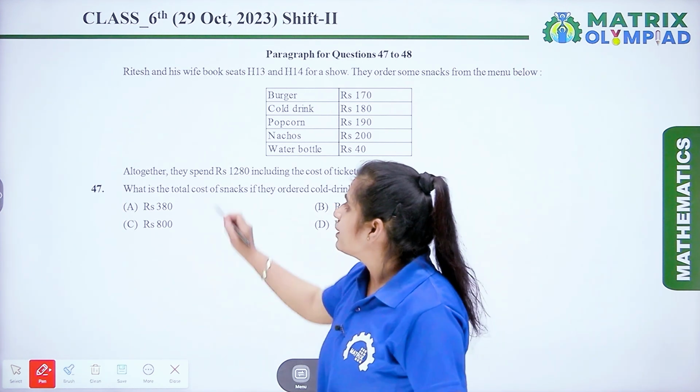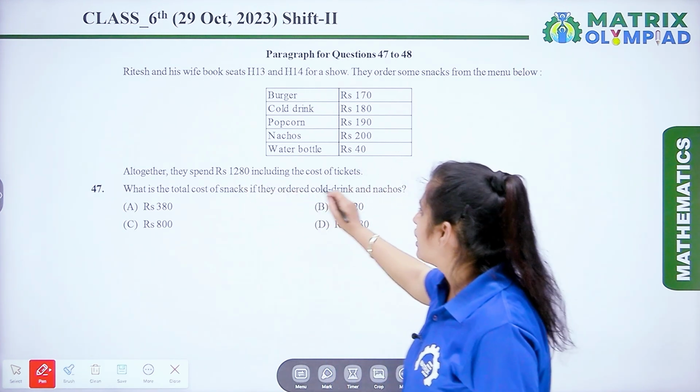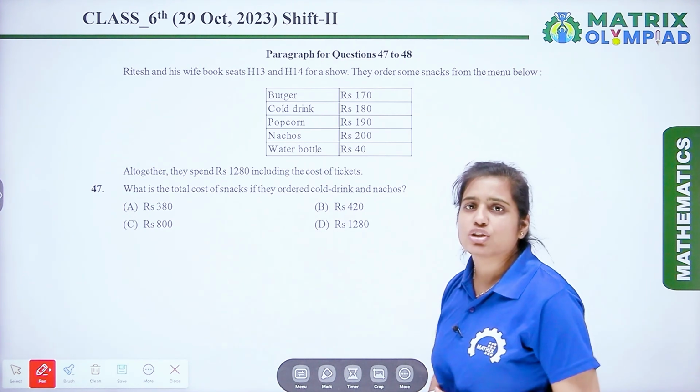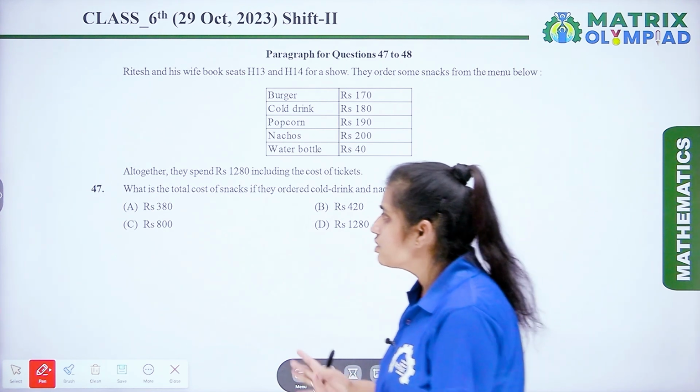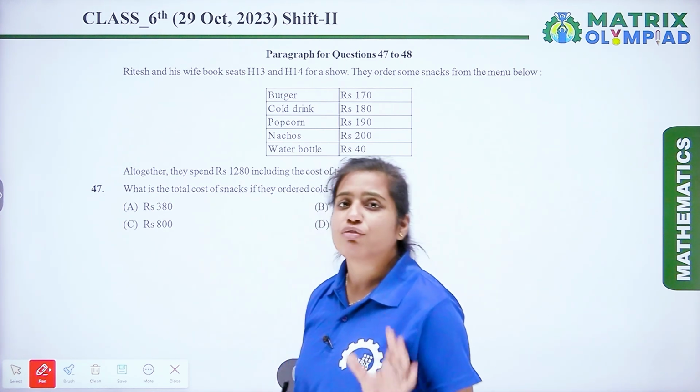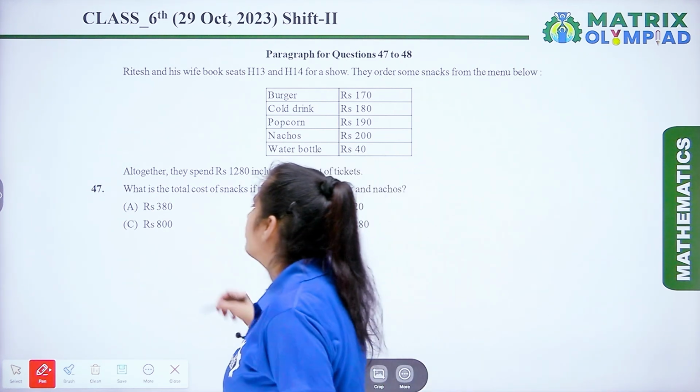Now altogether they spent 1280 including the cost of tickets. So this information is useful for question number 47. Now let's solve question number 47.